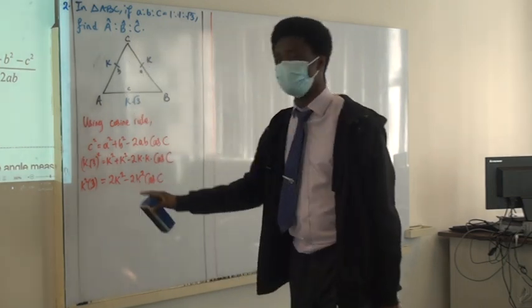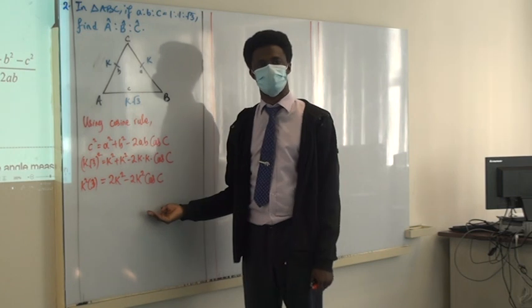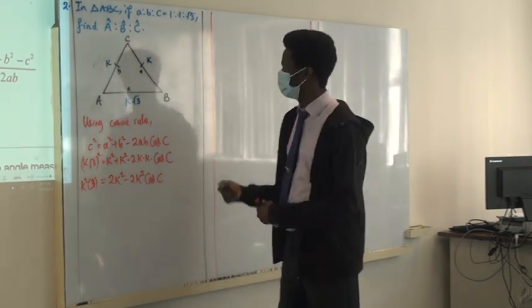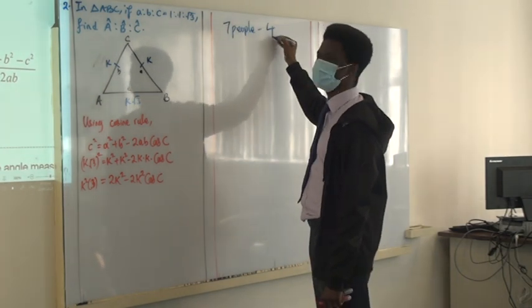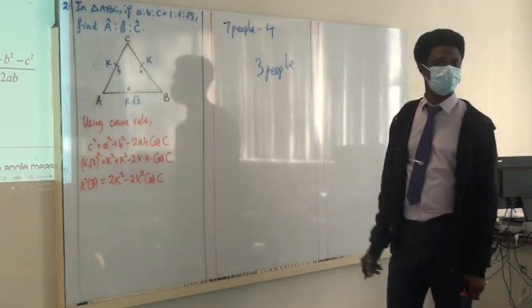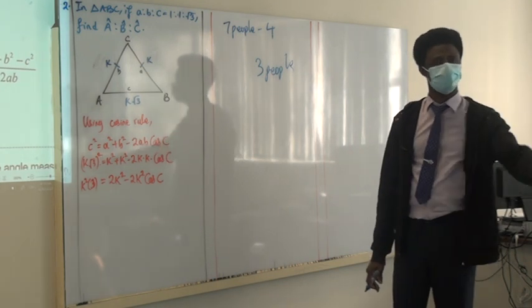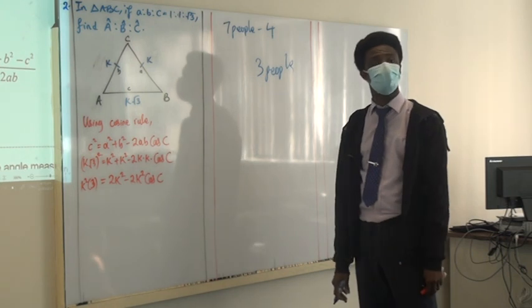So, it cannot be done. They are not like terms. If you have to subtract them, they have to look the same. Just like having 7 people minus 4. Can we conclude this is 3 people? No. Why not? Because you're not saying for what. That's the reason. That's why they are not the same. For what? We don't know.